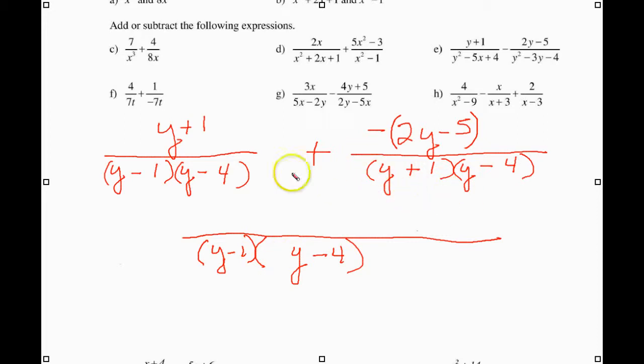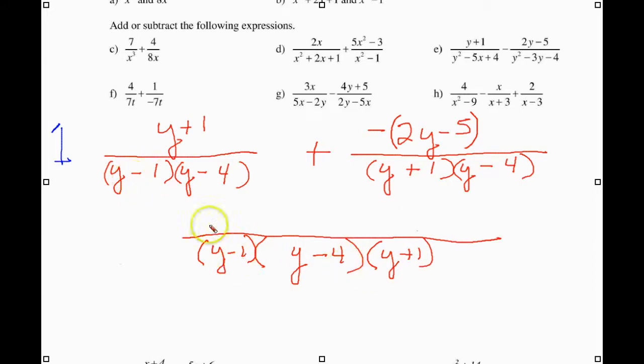Okay, I've used both of those, so I need both of those. Now, what other factor do I have anywhere? Well, I have y plus 1. What's the greatest number of times y plus 1 is used? Once. So I need one of those. So this is the way to determine what your common denominator will be. Now what we have to figure out is we're going to multiply these by 1 in the form of what to make this denominator this?